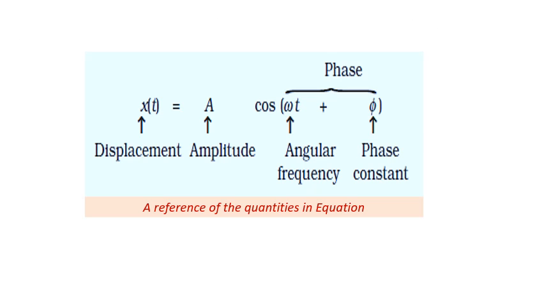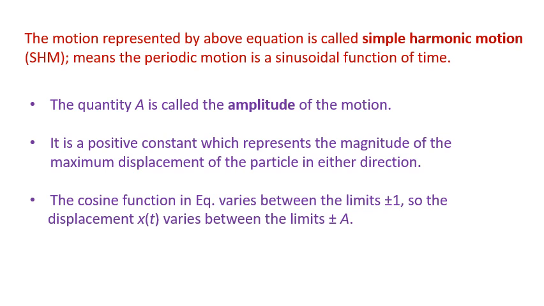This is the reference of the quantities in the equation. x denotes the displacement, a the amplitude, omega the angular frequency, phi the phase constant, and omega t plus phi combinedly represents the phase. The motion represented by this equation is called simple harmonic motion. In short form, we will write it as capital SHM, meaning the periodic motion is a sinusoidal function of time.